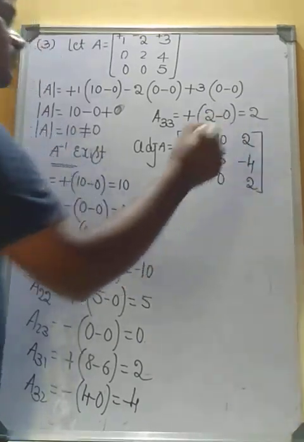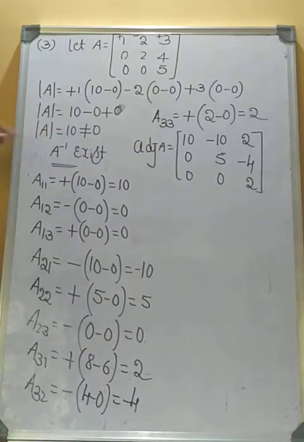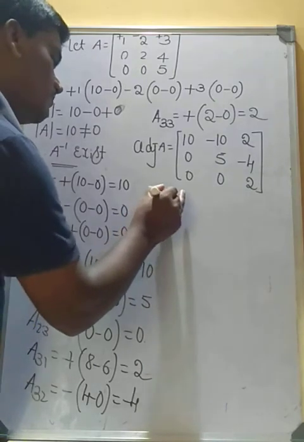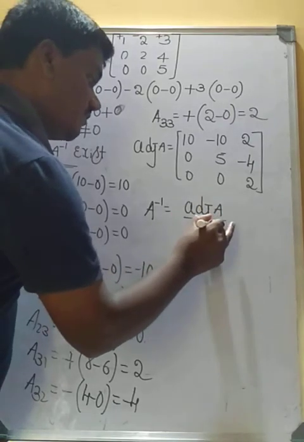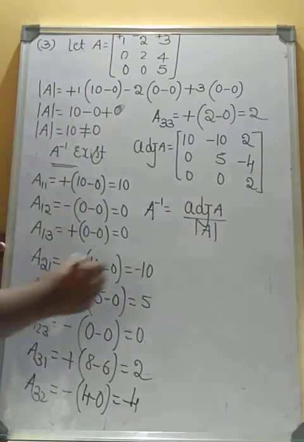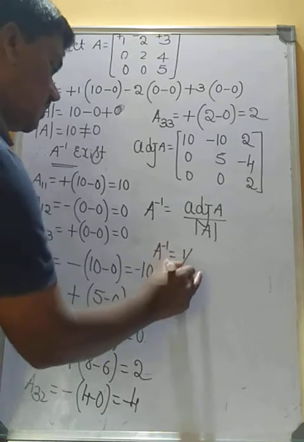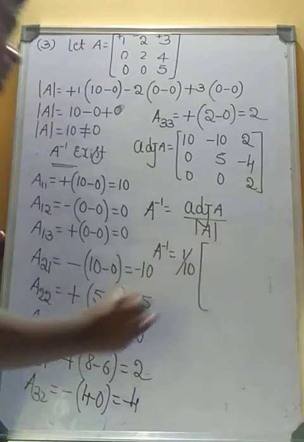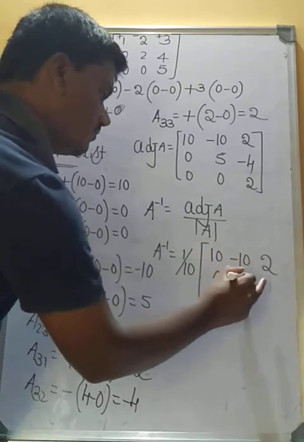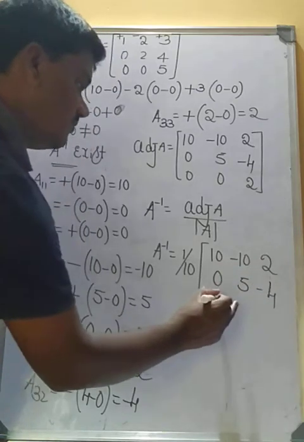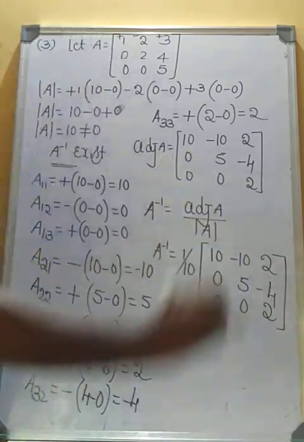So adjoint A. Now taking adjoint A and the determinant of A value, then write A inverse. A inverse is equal to, formula: adjoint A divided by determinant of A. Therefore, A inverse is equal to 1 divided by 10, write it on one side, into adjoint A: 10 minus 10 to 0, 5 minus 4 0 0 2. So, A inverse matrix.